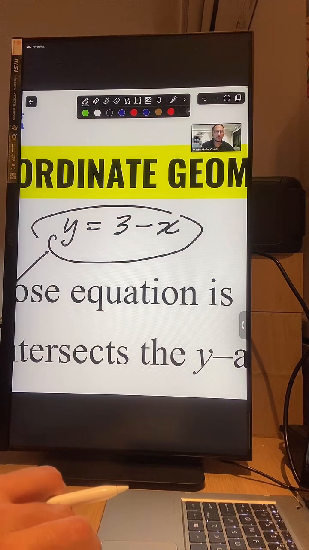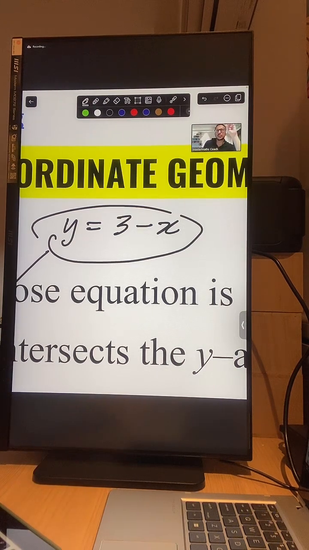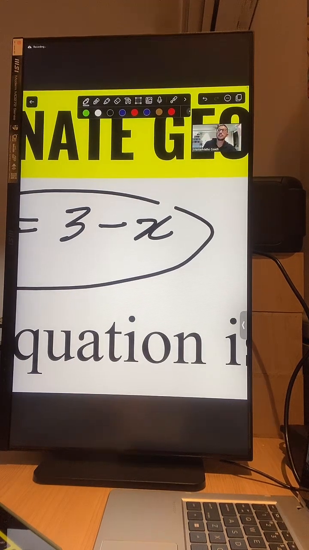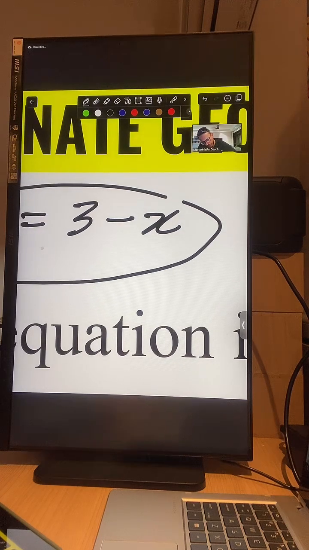Why is the m minus 1? Because the m is always attached to the x. M and x are like a couple, they are inseparable. In the equation of a straight line, if you want to know what the m is, just look for the x. Where you see the x is where you will find your m. Here, my x is negative x, which means my m is minus 1. Then what about the 3? The 3 here is your y-intercept.